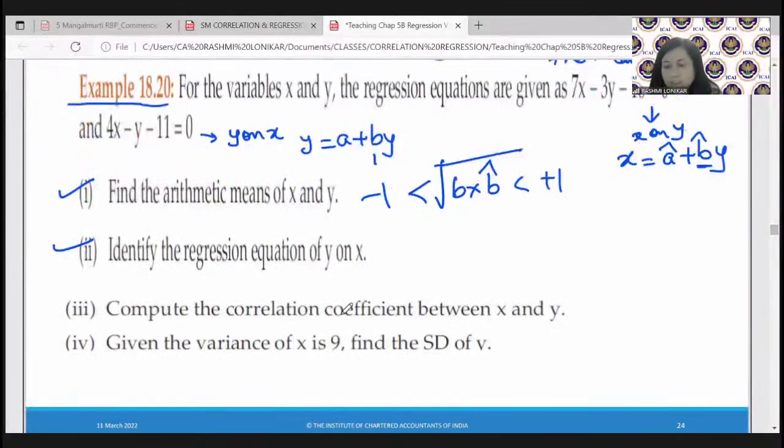Compute the correlation coefficient. How do I do that? I will use the formula r square is equal to b into b cap. And given the variance of x, this is additional, find the standard deviation of y.